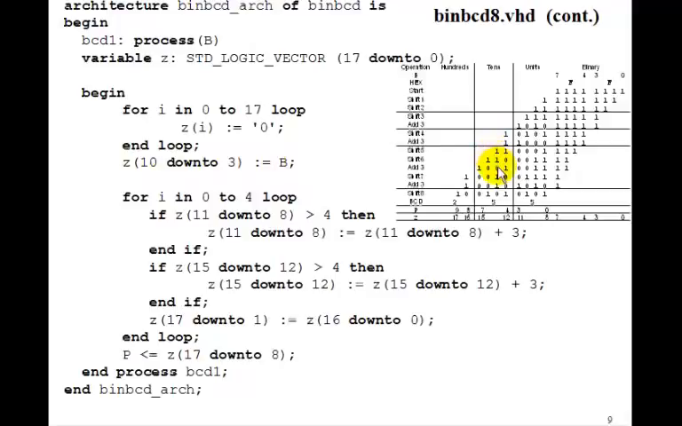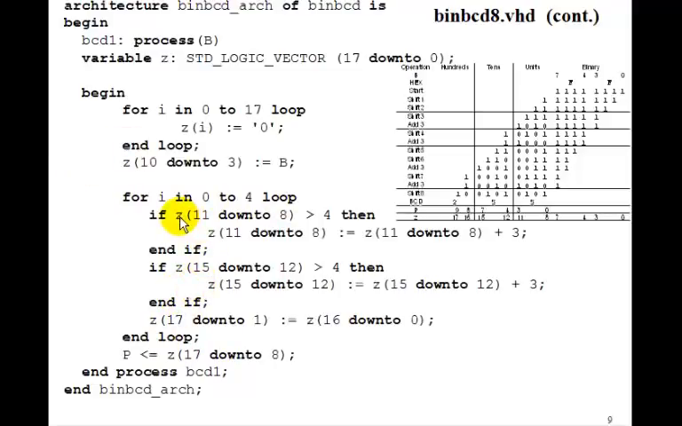Well, that's going to end up being Z(10 down to 3). Z(10 down to 3) gets B, which was 7 down to 0. And then we have 5 bits left to shift after shifting 3 bits. So we need a for loop to go through 5 times. So for I in 0 to 4 loop, we'll go around 5 times.